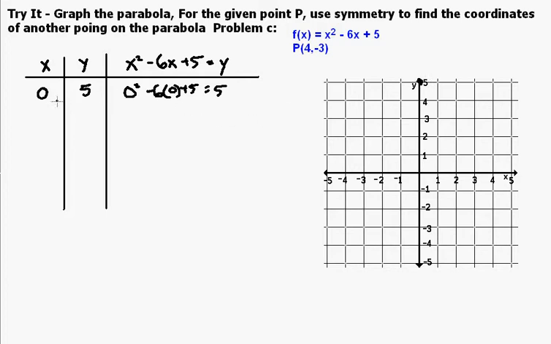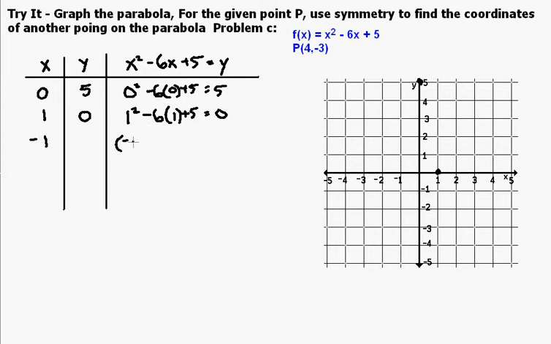Okay? If I let x be 1, so if I plug 1 in, 1 squared minus 6 times 1 plus 5, that's 1 minus 6, which is negative 5. Negative 5 plus 5 is 0. So when x is 1, y is 0. So there's a point right there. Let's go to negative 1.